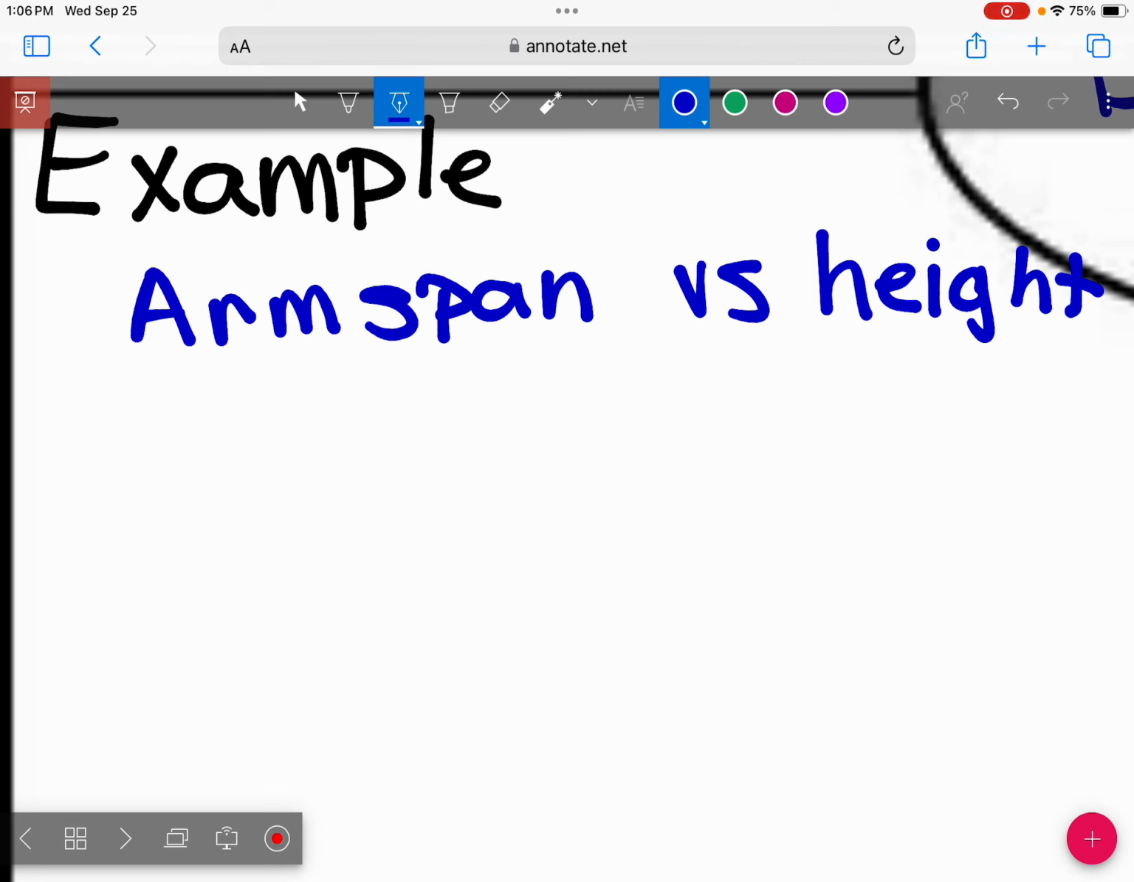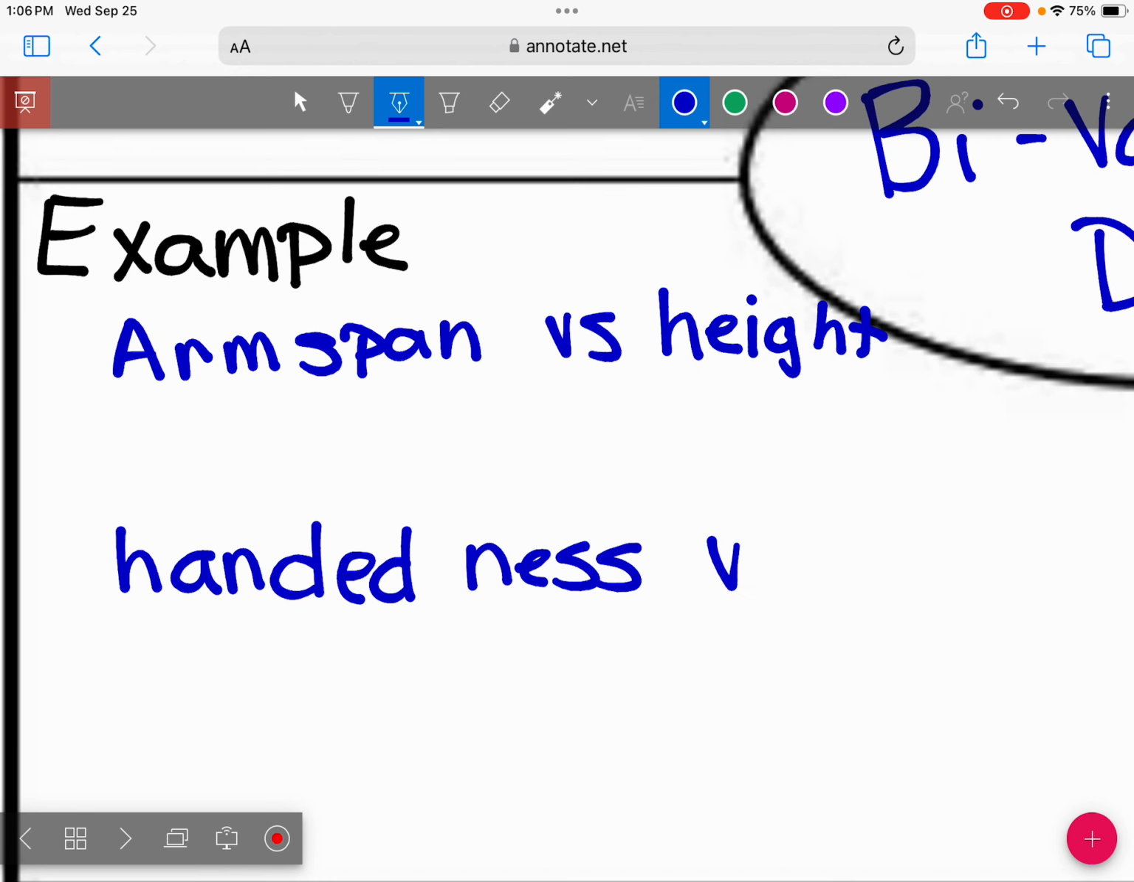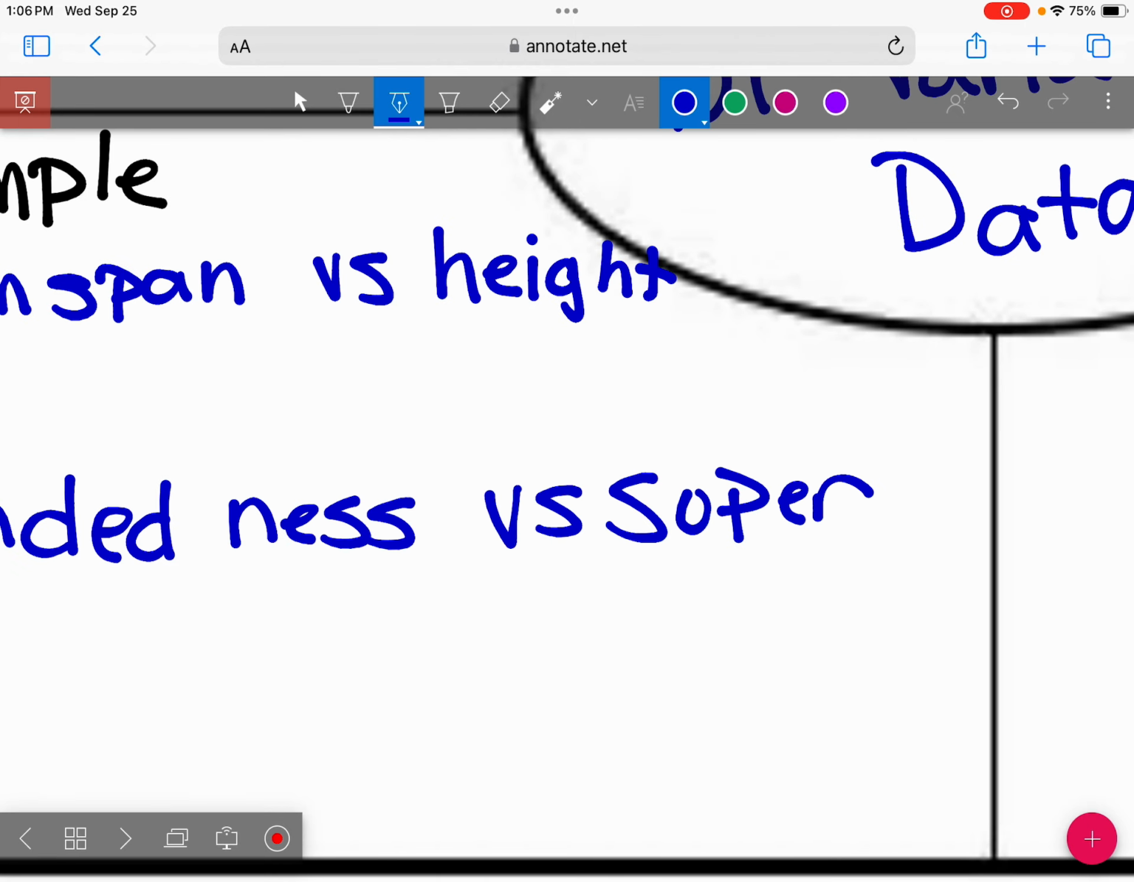And then we could look at our left versus right hand, and does that have any impact on your favorite sport? So you could do handedness. Or you could do handedness versus superpower. So they don't have to just be quantitative.